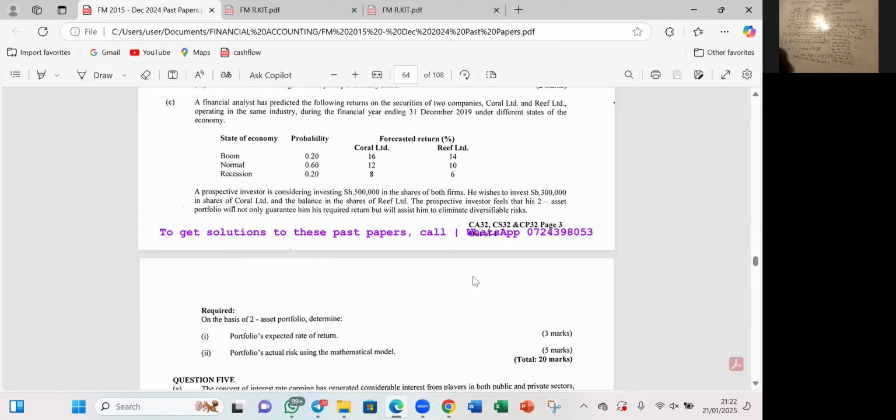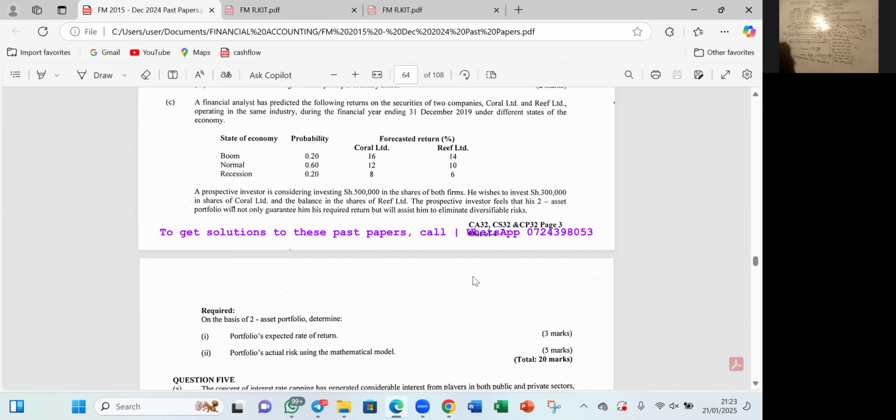This one says: a financial analyst has predicted the following returns of the securities of two companies, Carroll and Reef Ltd, operating in the same industry with the financial year ending 1st December 2019 and different states of economy. So we have the state of economy, probabilities, and their forecasted returns, which are in percentage, which is a good idea because we don't need to compute the percentage return. The proposed investor is considering investing 500,000 in the firms. So you should invest 300,000 in Carroll and the balance, which is 200,000, in Reef.